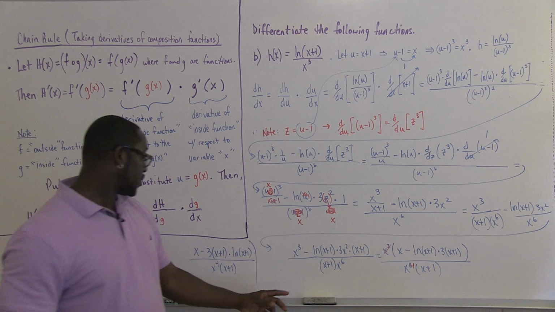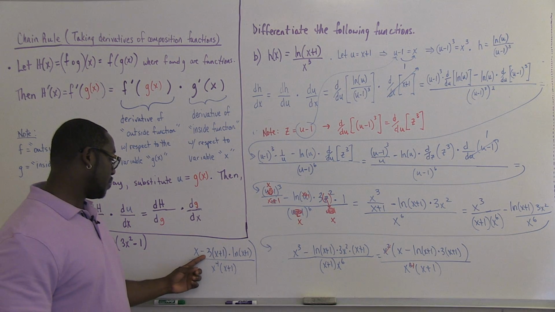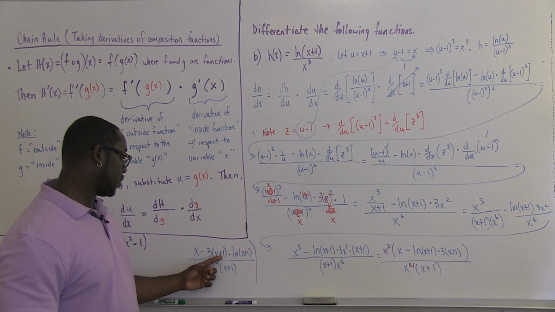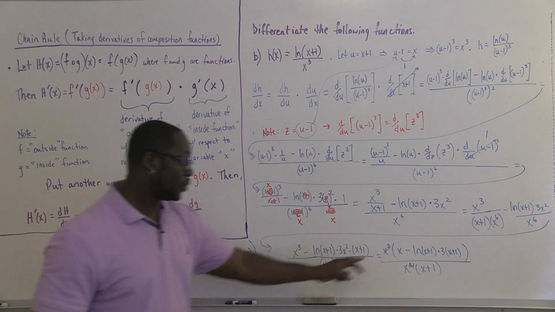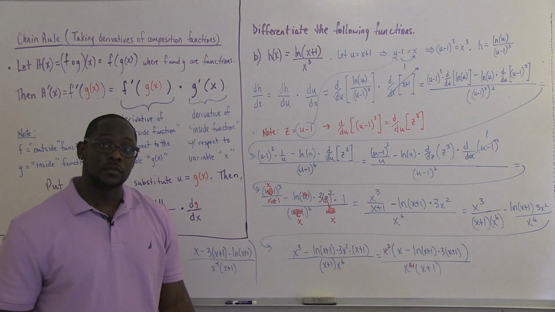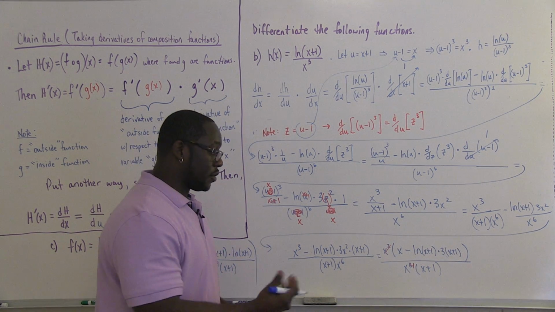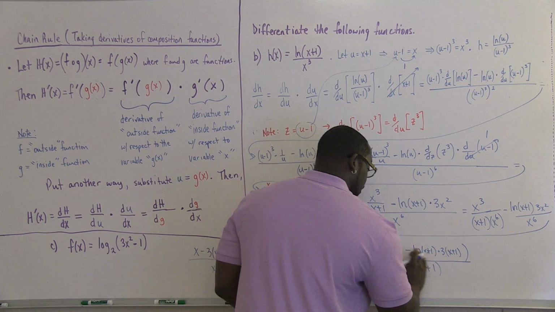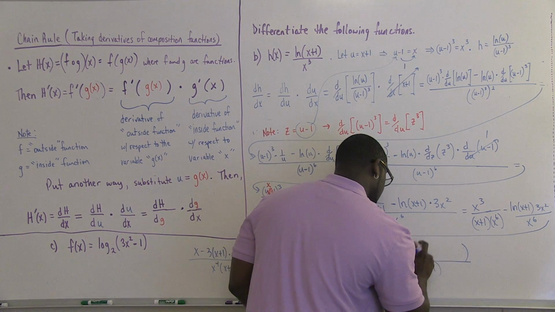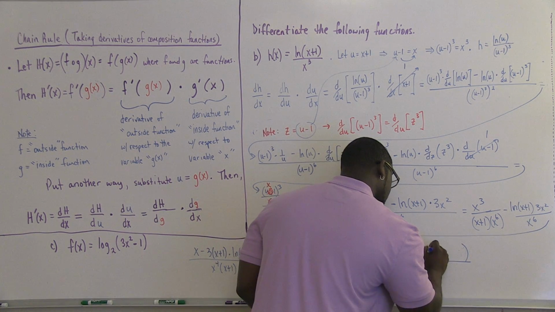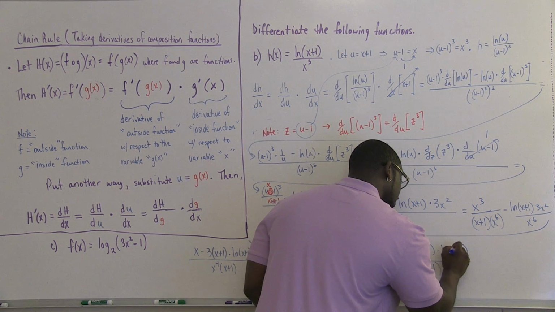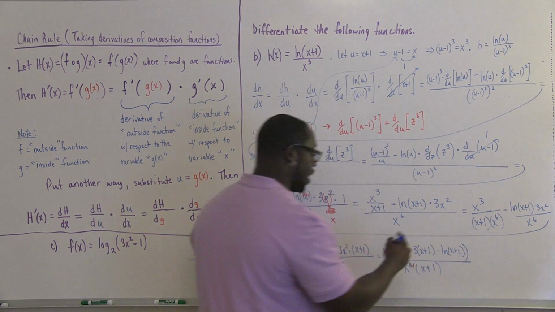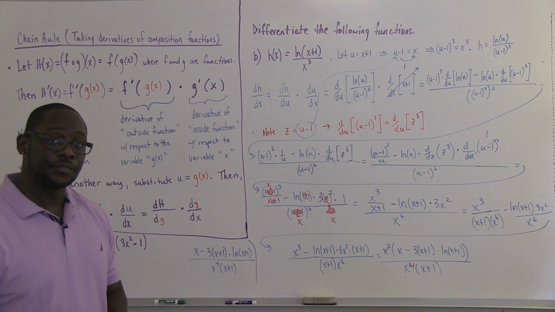Okay? Of course, this says minus 3 times x plus 1 times natural log of x plus 1, and I just have that flipped around. So if we were to write that the other way, of course, it would look like this. And we would have the exact same thing.